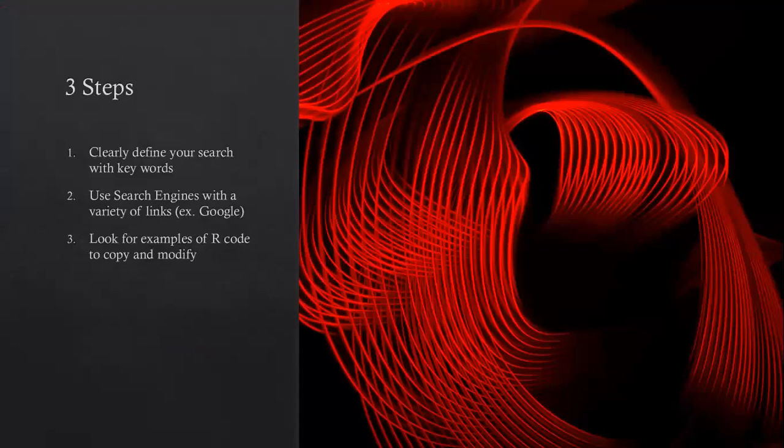So there are clearly 3 steps to looking up anything on the internet in general. You should have a clear definition of what you're looking for, okay? Use your search engines with a variety of links like Google. Look for examples of R code to copy and modify. I love doing that. I've done that throughout my career. If there's something I don't understand, my best friend has been the internet because I know how to look up R code examples and modify them.